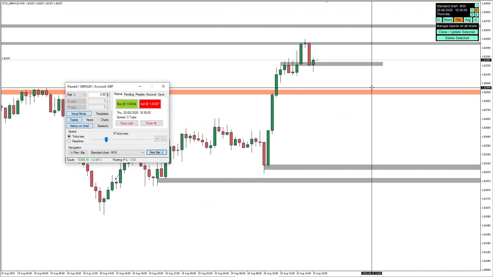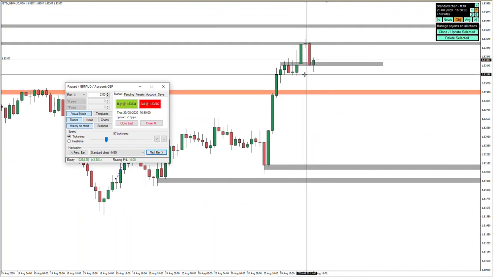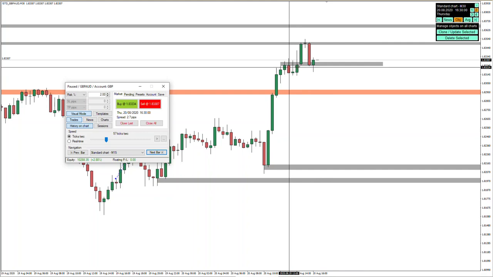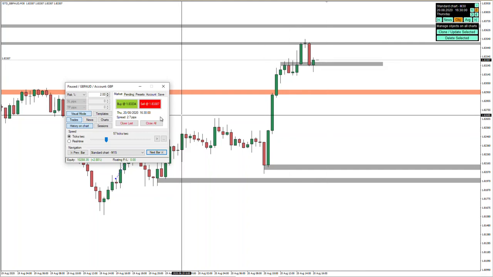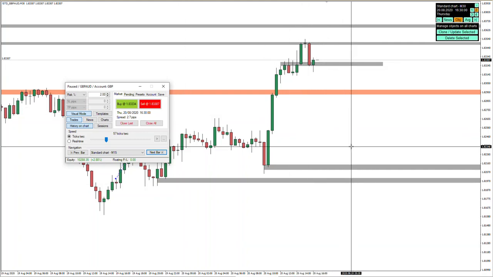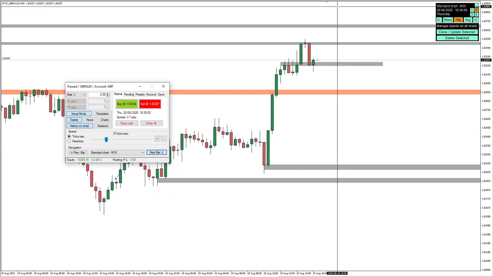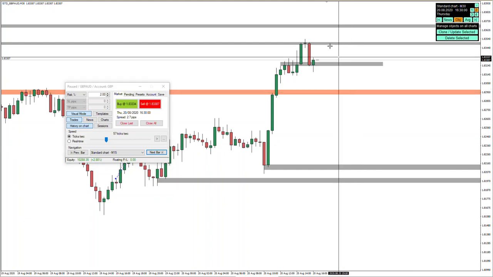This is the open of the New York Stock Exchange. So we got a support formed on the M30. If we buy, we can have a 15 pip target with like 17, 18 pip stop loss.